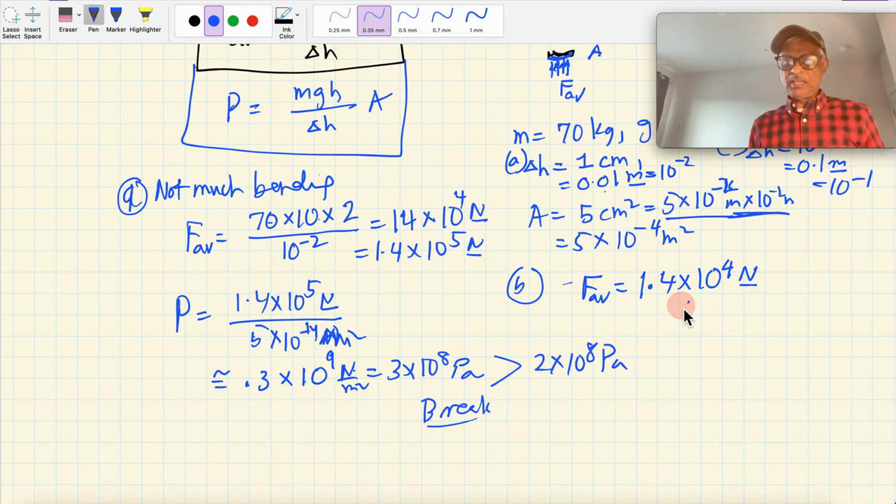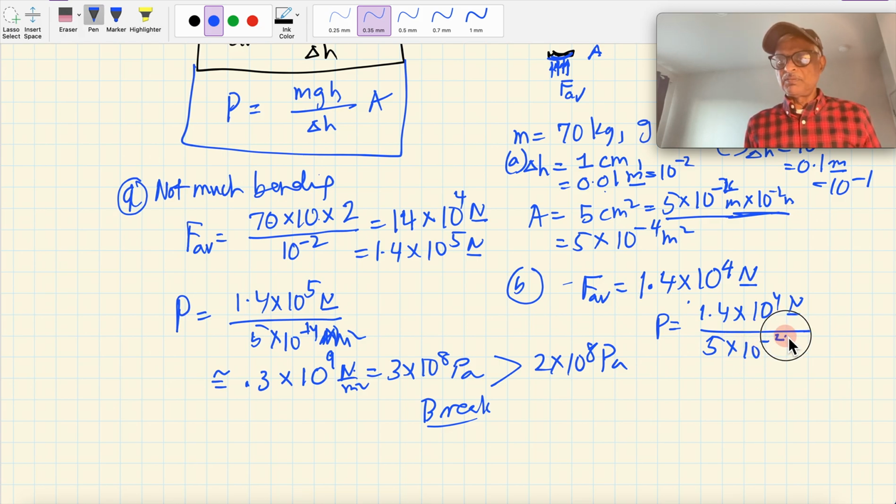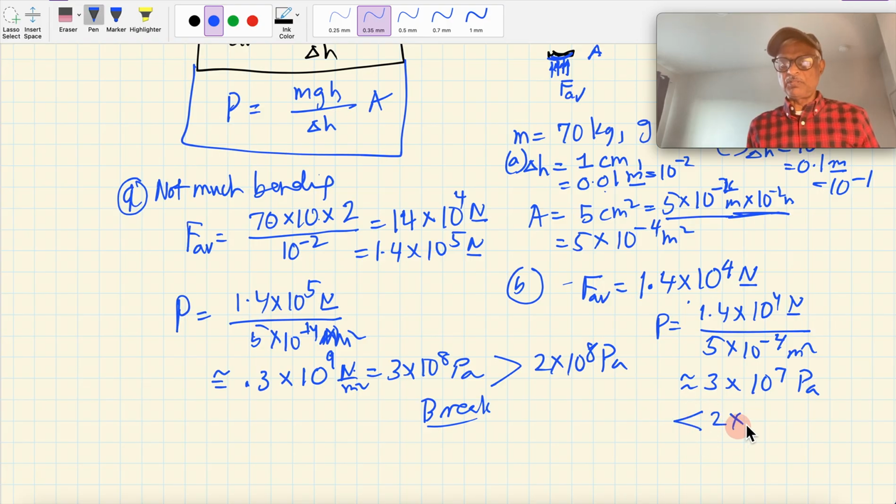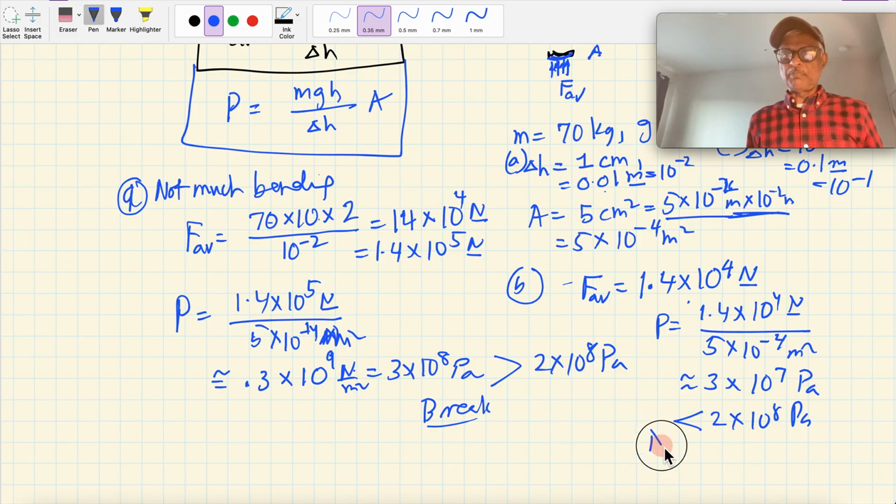And in this case, pressure is going to be 1.4 times 10 to the power 4 Newton, but downstairs is the same, 5 times 10 to the power minus 4 meters square. So this is 3 times 10 to the power 7 Pascal. And this is less than 2 times 10 to the power 8 Pascal. So this is when the bone does not break.